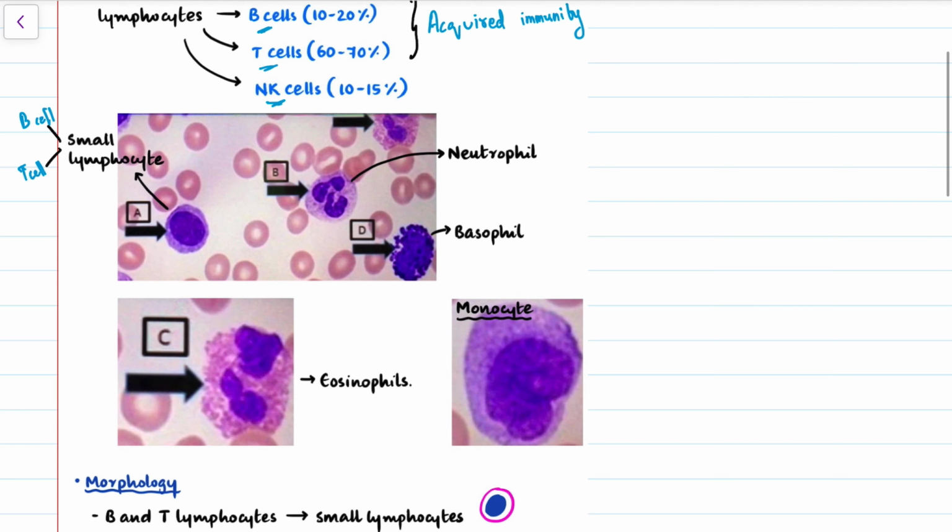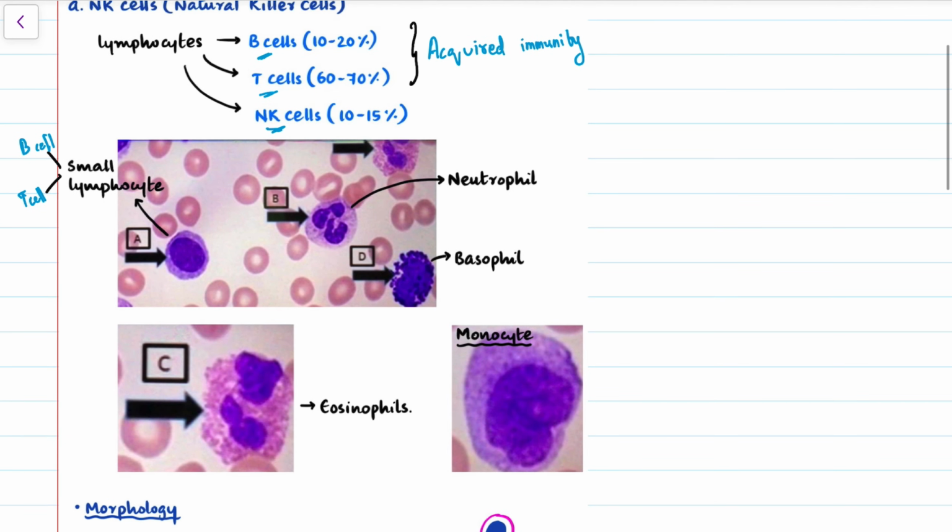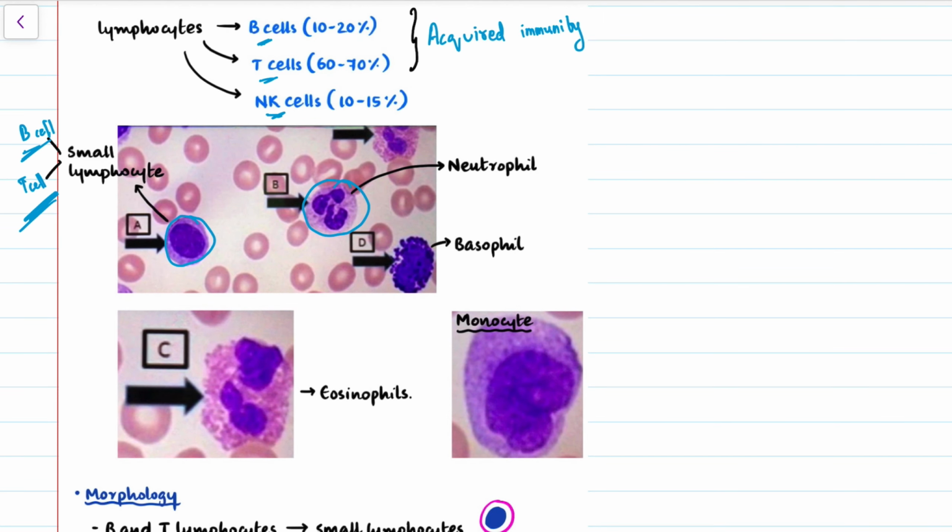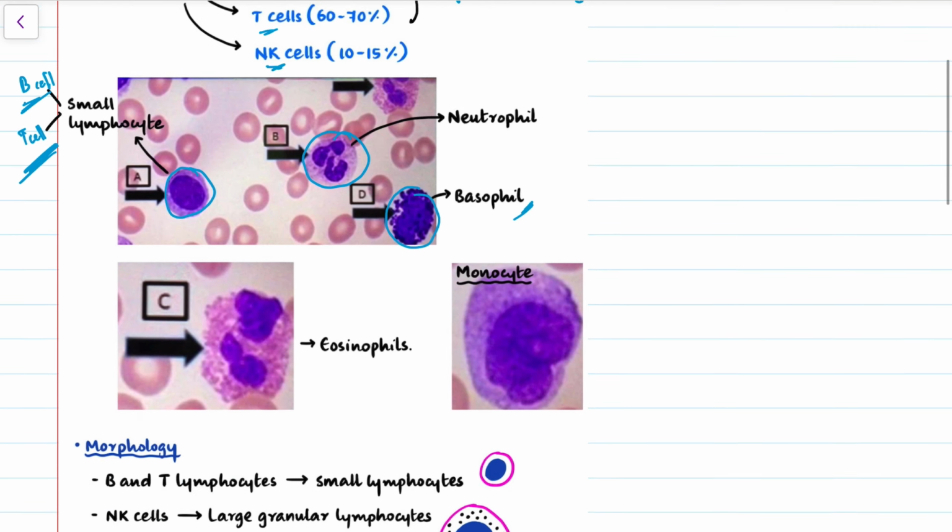So this is one peripheral smear, and you can see the examples. The image of this is the neutrophils. This is the small lymphocyte. This small lymphocyte can either be a B cell or a T cell, and you see all these granulomatous structures, very condensed. This is the basophils.